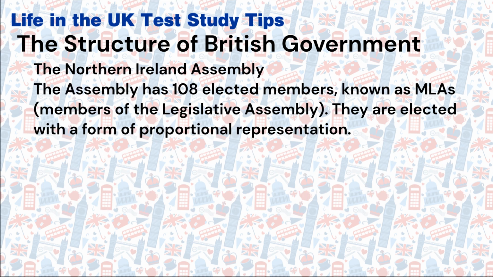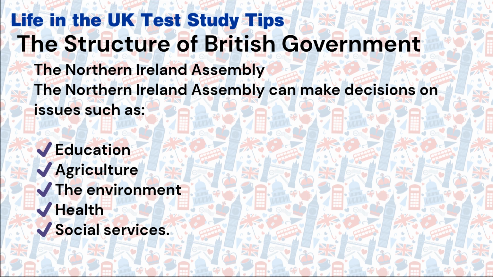The Assembly has 108 elected members, known as MLAs, members of the Legislative Assembly. They are elected with a form of proportional representation. The Northern Ireland Assembly can make decisions on issues such as education, agriculture, the environment, health, social services.